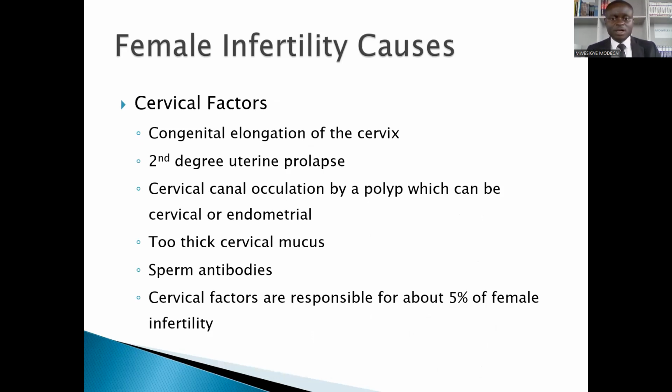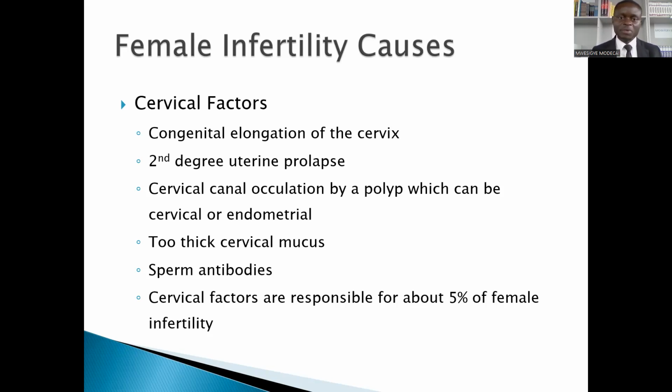Other causes, and I've told you that the causes of infertility are many. We may not exhaust all of them, but I will try my best to show what I can. We look at cervical factors. One of them is congenital elongation of the cervix, that the cervix is too long, and once it is too long, it makes it hard for the sperm to reach in time. It delays the sperm, and once it is delayed, it will not reach the ampulla to fertilize the ovum.